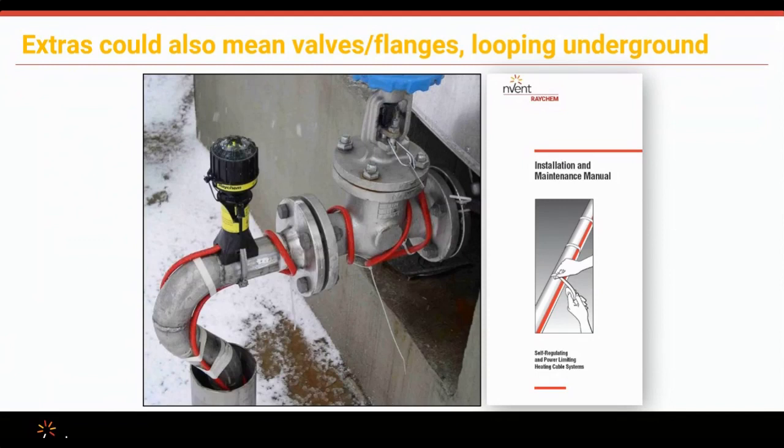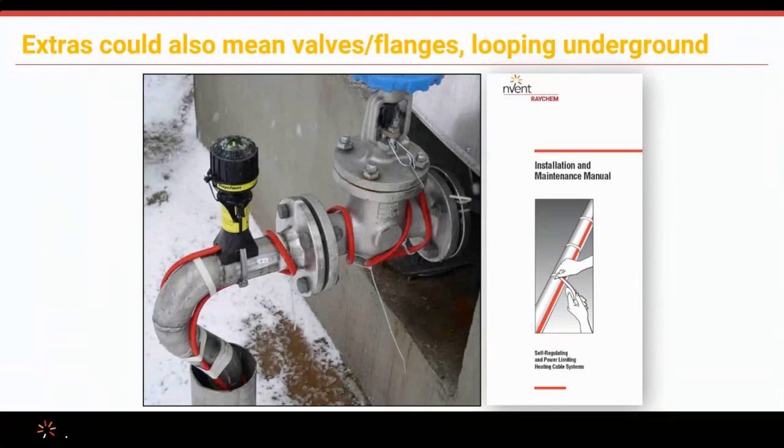On the second page, it does highlight some of the extras that you need. So as an example, you can look up a 4-inch valve and decide how much extra heat trace you should be adding into your estimate. The other big one that is missed a lot, this pipe is going underground, as you can see here.